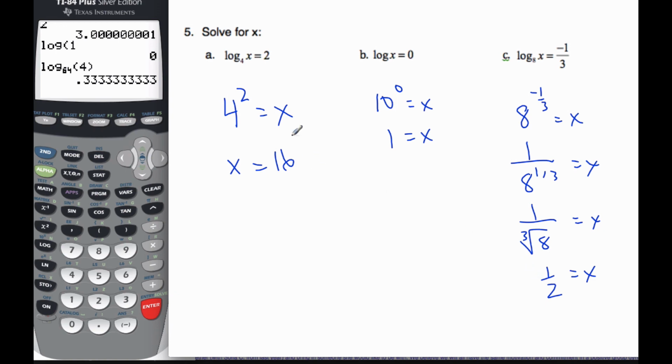All right, so there are some examples for you. They don't take long, but this step, converting back and forth between logarithms and exponentials, is a really important one to get a grasp of. Good luck.